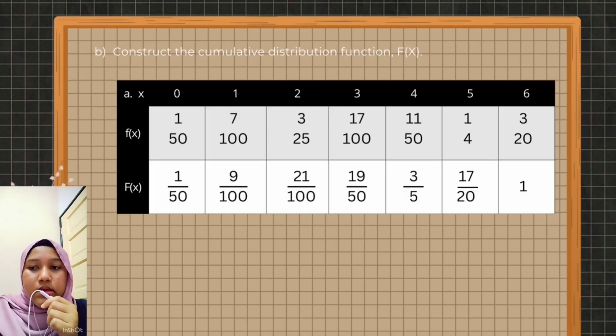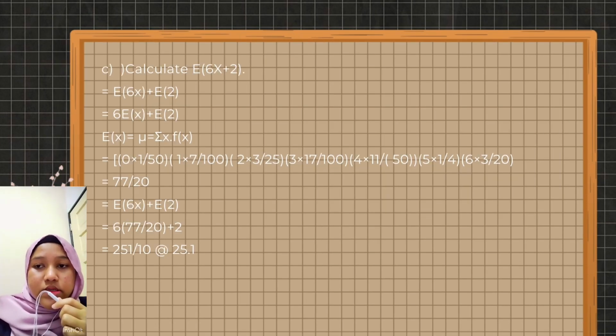For question B, construct the cumulative distribution function F(x). To answer this question, we also use a truth table. To find the cumulative distribution function F(x), we have to add the original f(x) with all the previous f(x). To check whether our answer is right or not, the value of the cumulative distribution function for the last value of x must equal 1. The last question for H is C.